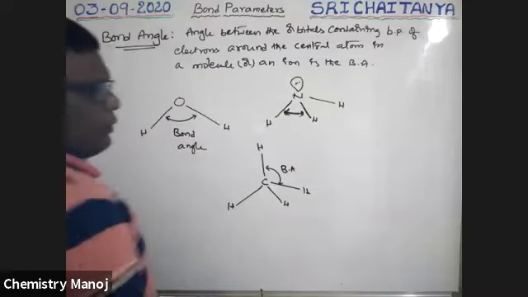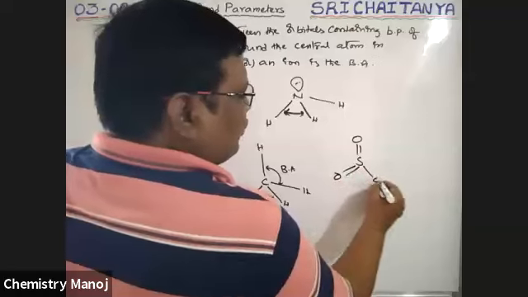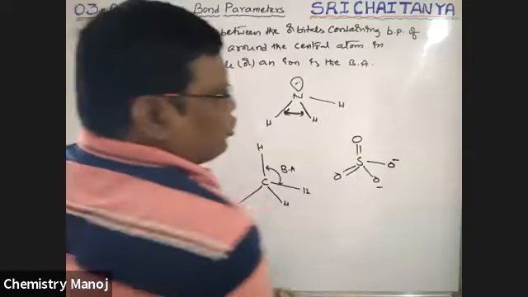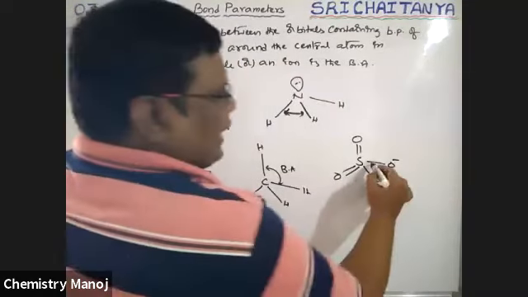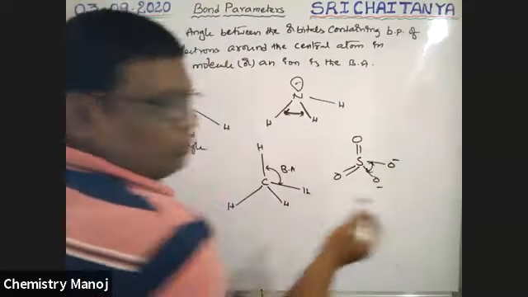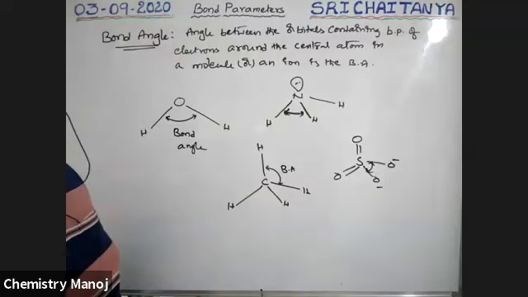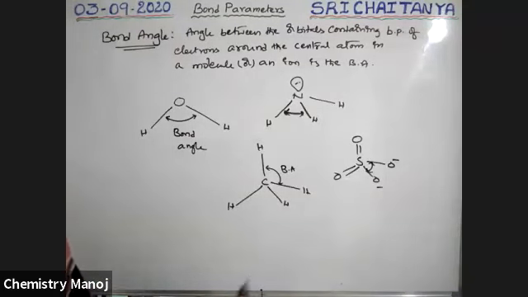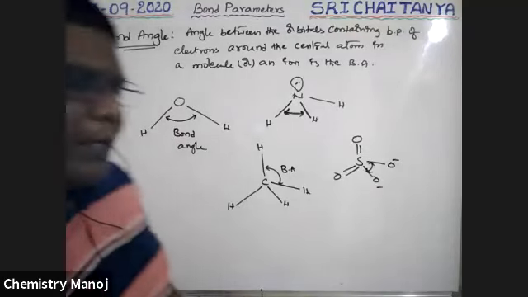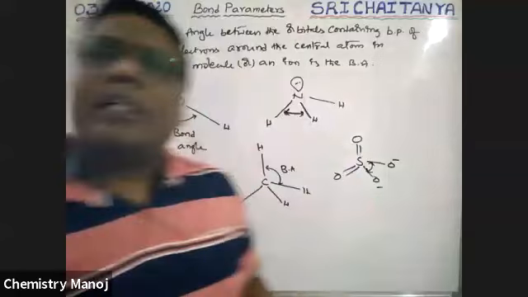So for example, SO4 2 minus ion, S double bond O. Here the angle between these two bonds is the bond angle. So how to measure this bond angle? This bond angle is measured with the help of spectroscopy. Spectroscopic arrangements are there.